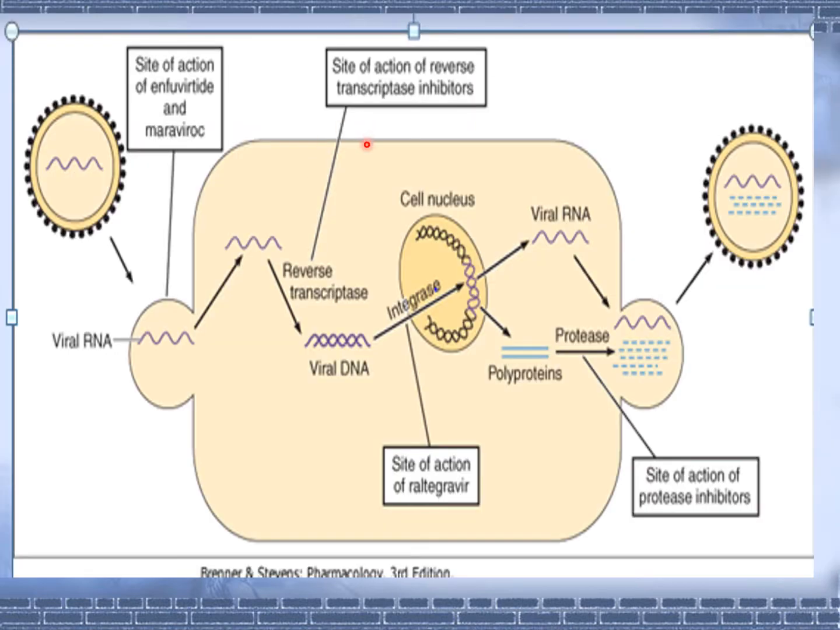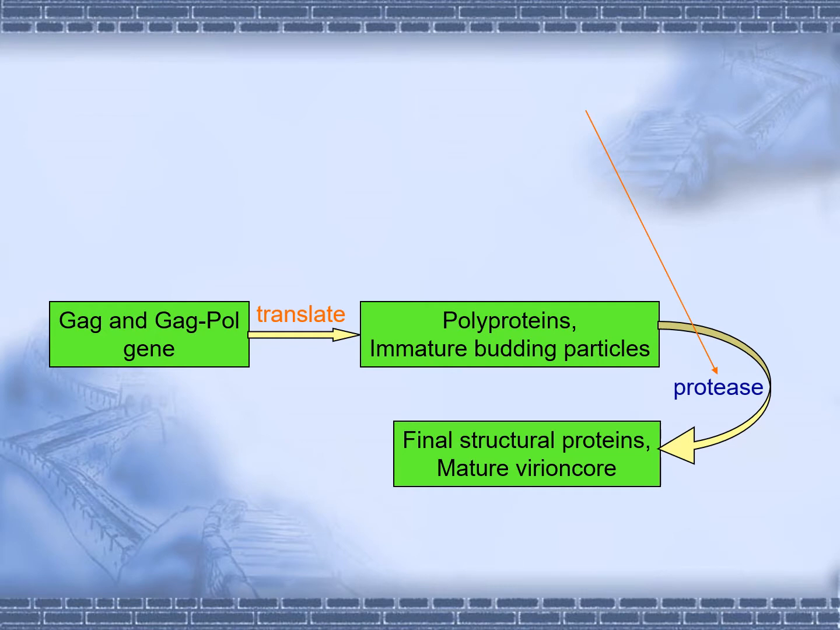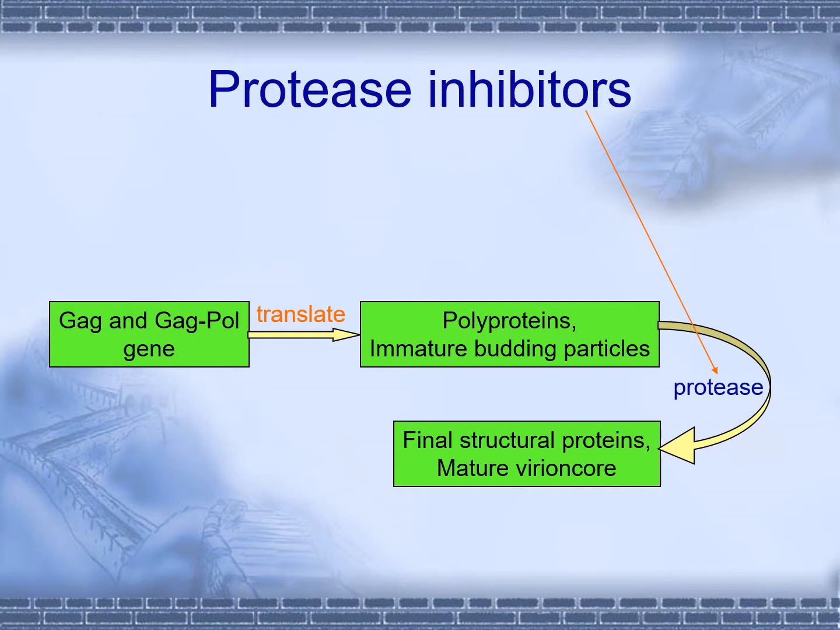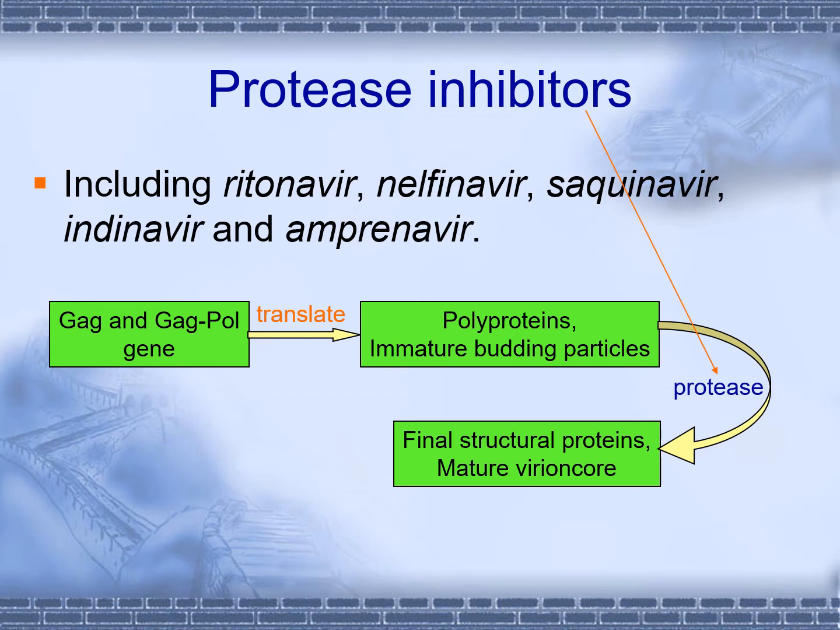This is again the same diagram showing a brief elaboration of the various steps inhibiting the viral replication. Now we move on to the protease inhibitors. They include ritonavir, nelfinavir, saquinavir, and similar names. The protease enzyme is responsible for the final structural proteins, basically the mature viral particle which is released, and that is under the control of the protease enzyme.